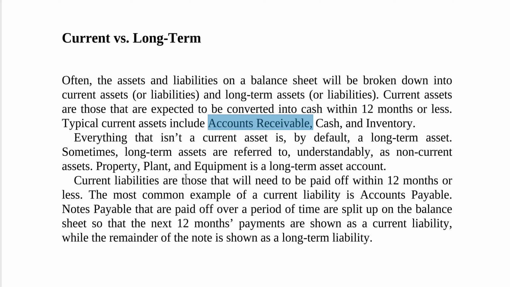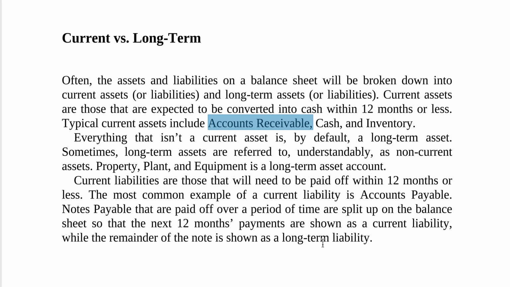Similarly with current liabilities, those are liabilities that need to be paid off within 12 months or less, and the most common example of current liabilities is accounts payable. Notes payable that are paid off over a period of time are split up in the balance sheet, so that the next 12 months of payments are known as current liabilities, while the remainder of the note is shown as a long-term liability.